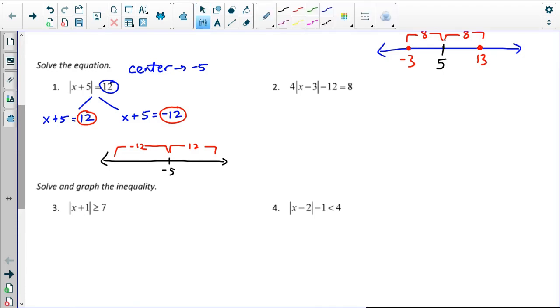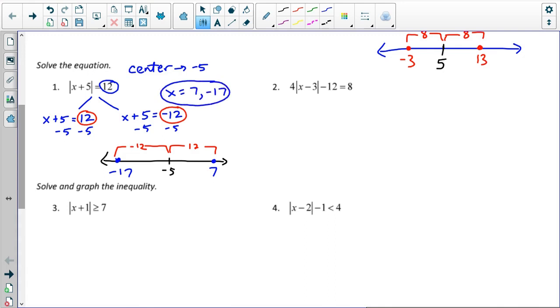So what I can end up doing is figure out that my answer would be 7 or negative 17. I can do that from a geometric perspective, or I could algebraically subtract 5 from both sides of the equation, and I end up with x equals 7 or negative 17.